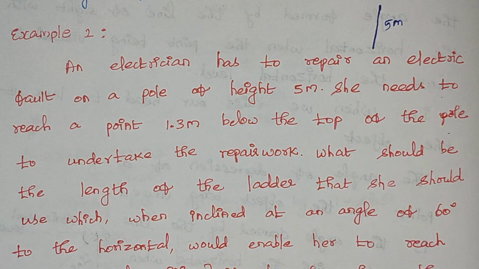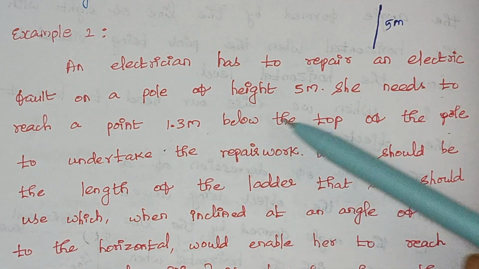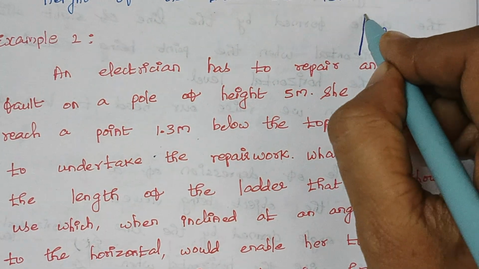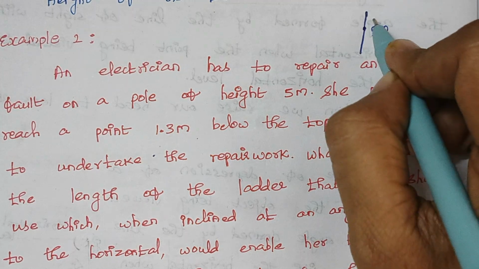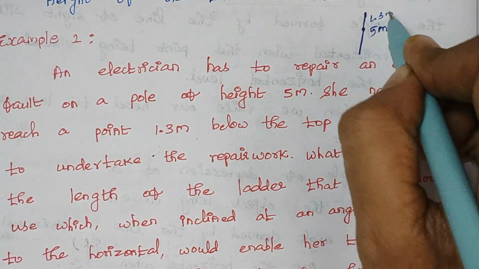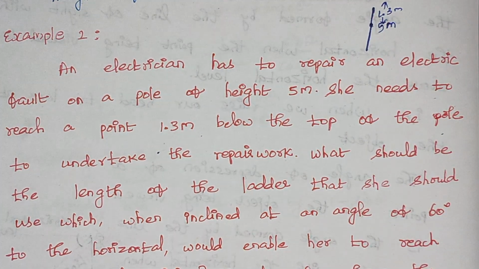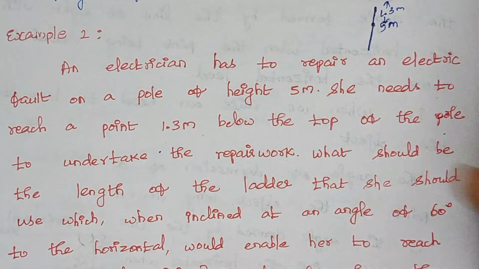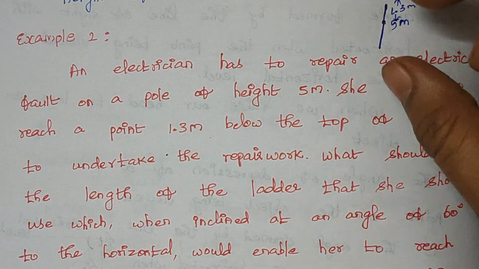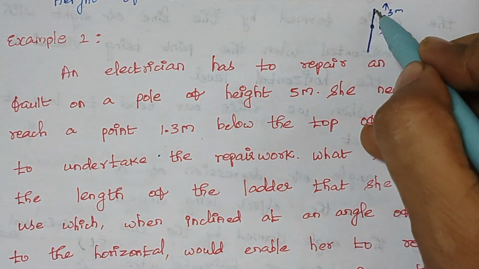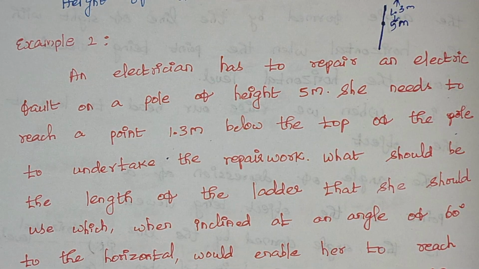work. So you see, she needs to reach a point 1.3 meter below the top. That is, from this top, she has to reach a point 1.3 meter below. From the top, we have to measure 1.3 meter, and here at this point she has to do some repair works. The total length is 5. From the top, she has to reach 1.3 meter below.